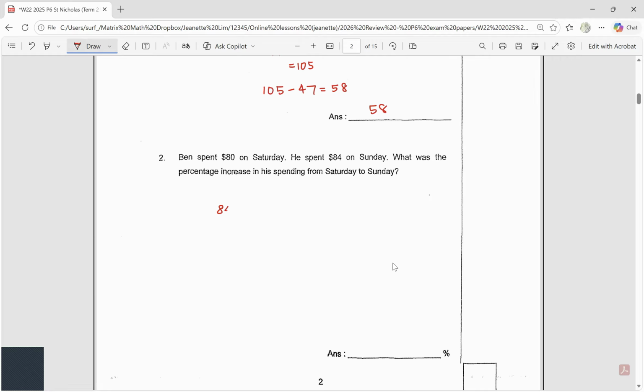So 84 minus 80, which is 4. $4 is the increase. Increase over the original, so it has to be over 80, not 84. Then times 100%. This will give us 5%.